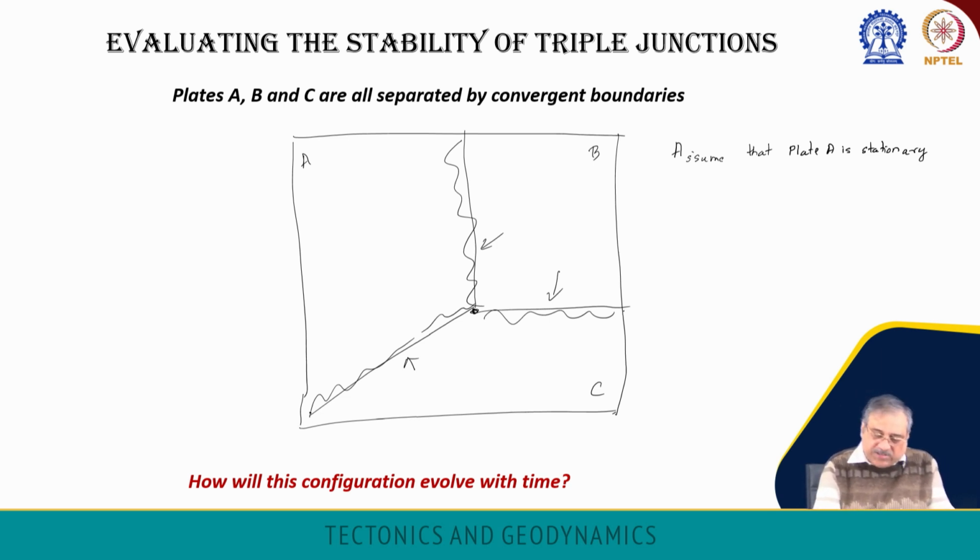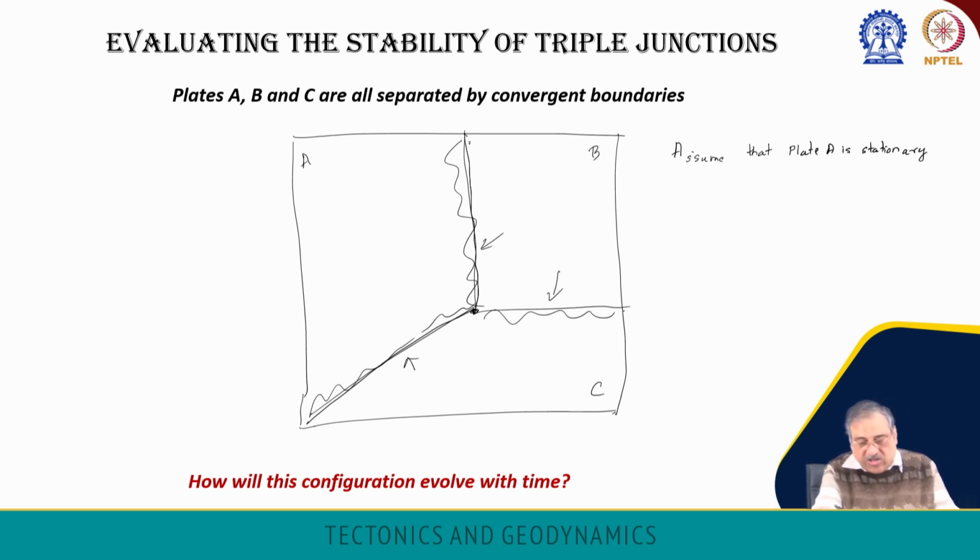So let's assume that plate A is stationary. We will also say that these boundaries between plate A remain fixed with respect to B and C. Since this is the overriding plate, the leading edge of plate A, the positions of this boundary within the overall square I've drawn, we'll consider to remain fixed.